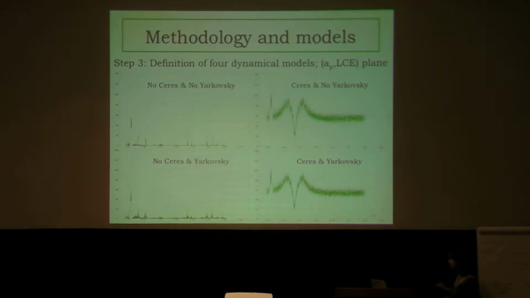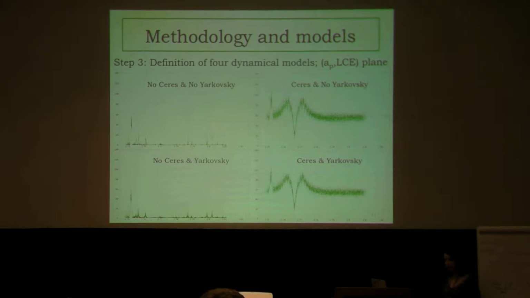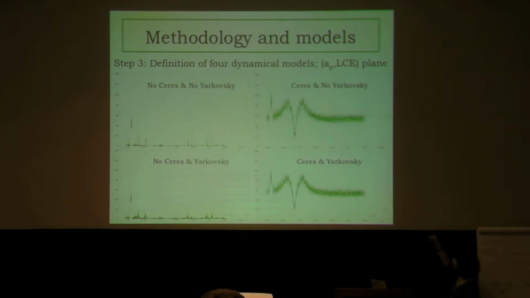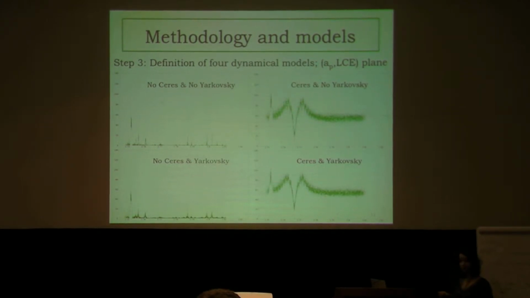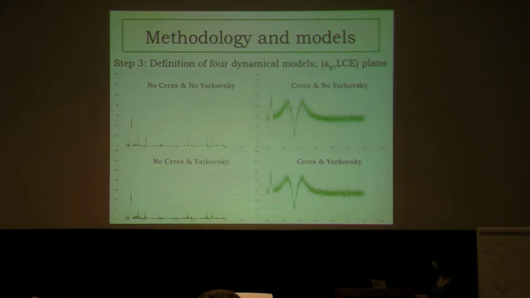And to have a complete model, we also perform integration under a complete model with Ceres and with the Yarkovsky effect. Here, I plotted the Lyapunov exponent for the semi-major axis of our test particles. And as you can already see, Ceres appears to be the main mechanism which brings the chaos in this region, as the Lyapunov exponent is twice the value with Ceres compared to without Ceres. So it will definitely be taken into account in our study.